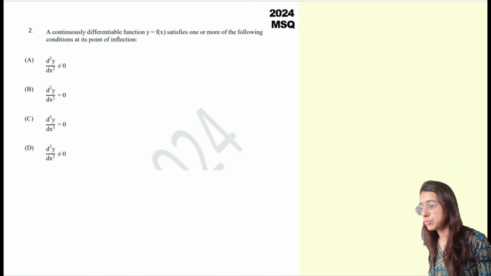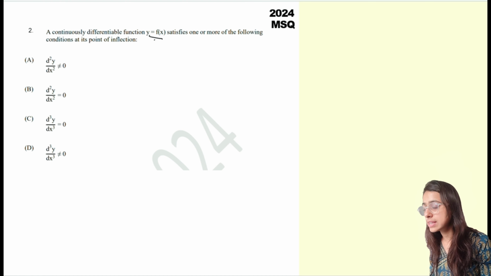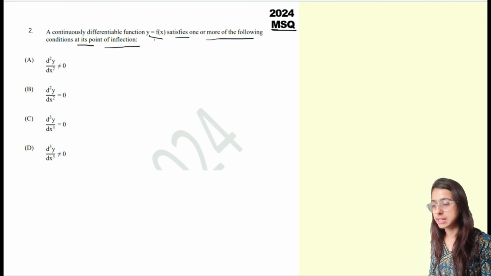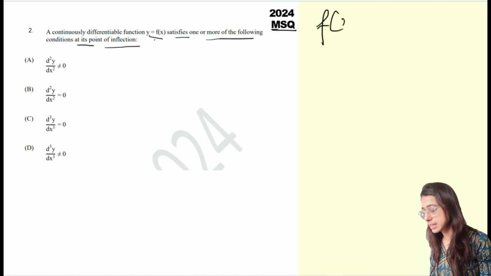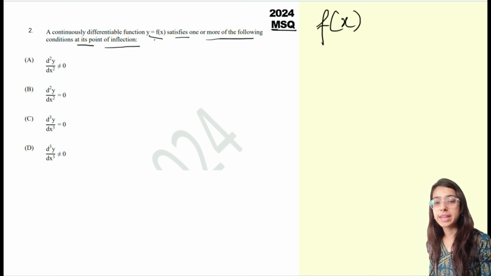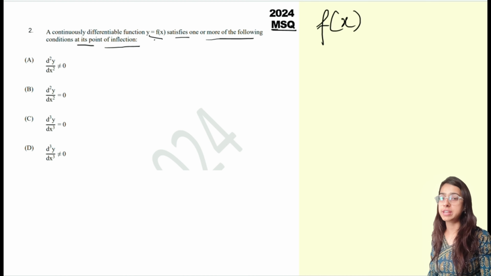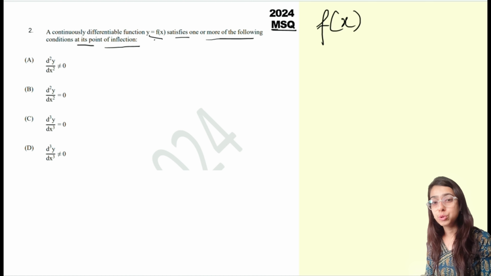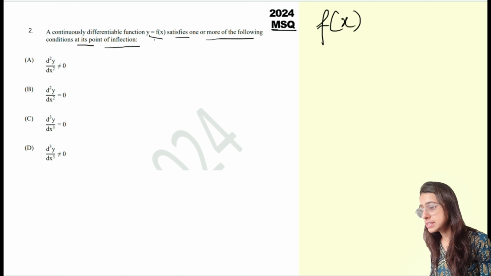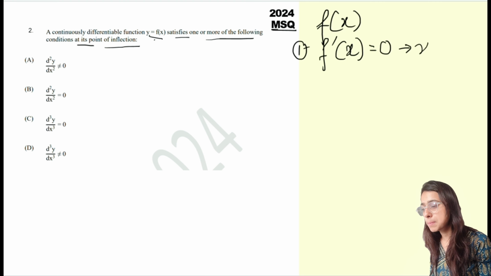A continuously differentiable function y equals f of x satisfies one or more of the following conditions at its point of inflection. So this is an MSQ question. सबसे पहले मैं आप लोगों को कुछ बेसिक्स बता देती हूँ. So if f of x is any function, if you want to find the maxima, minima or point of inflection or stationary points of this function, note some very important points. That is, the first step is to always find the derivative of the function. आप f dash of x equals 0 रखिए. This will give you some points A and B, and these points are called stationary points.